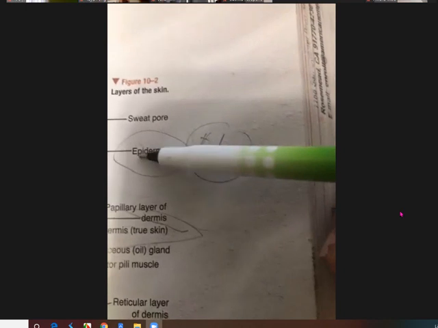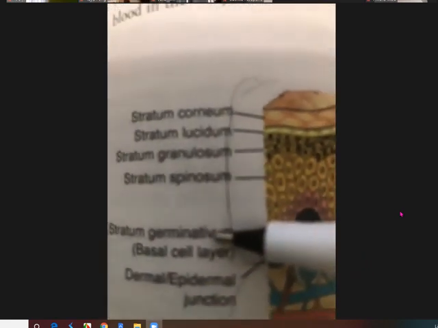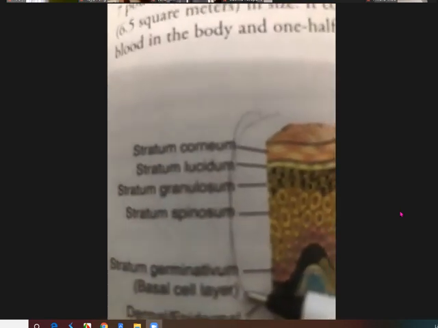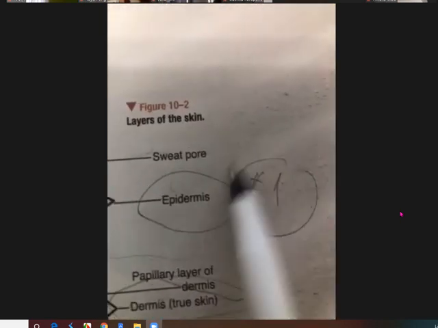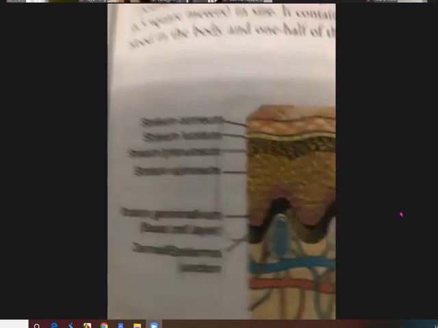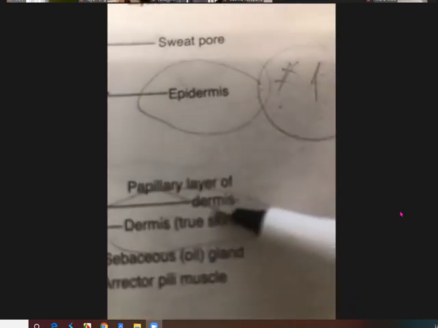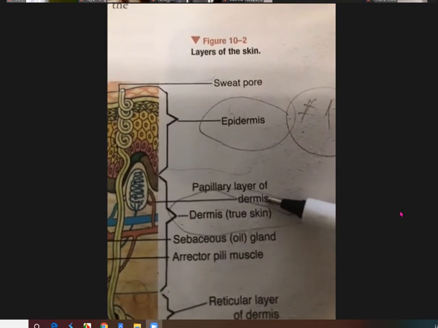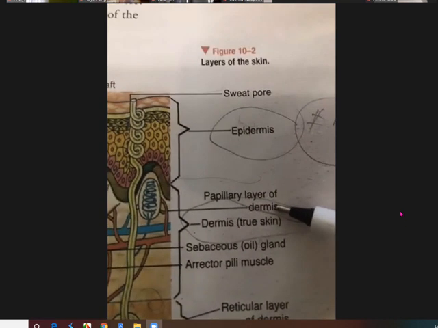Okay, now this is a picture of the entire skin. I want you to look at this first. Epidermis is the first layer of your skin. Epidermis has 5 layers. 1, 2, 3, 4, 5. 表皮层有5层。And then followed by your dermis. Dermis 是真皮. This one has 2 layers.